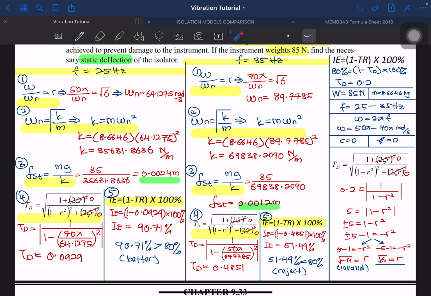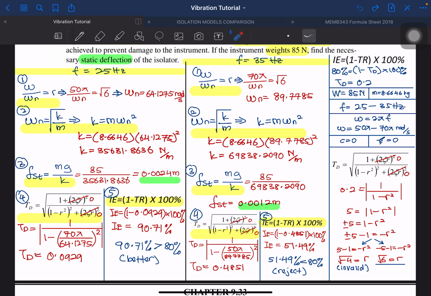I just want to find which one will have a better frequency at each omega if I cross use the frequencies. From there, I'll get my TD. This is TD for frequency 25 hertz. This is TD for 35 hertz.